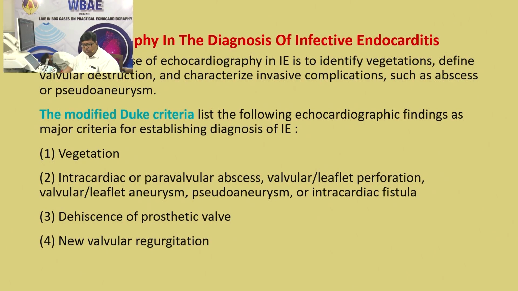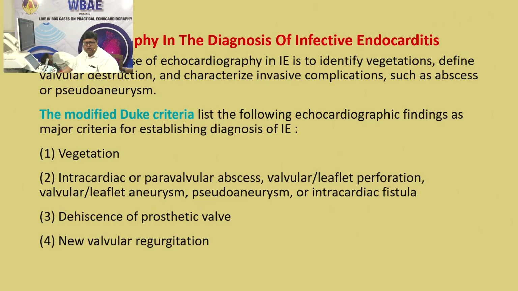There is a modified Duke criteria of 2023, which lists the following echocardiographic findings as major criteria for establishing the diagnosis of infective endocarditis: vegetation, of course, the most important; then intracardiac or paravalvular abscess; valvular or leaflet perforation; valvular or leaflet aneurysm; pseudoaneurysm; or intracardiac fistula. And in case of a prosthetic valve, one should look for any dehiscence of the prosthetic valve, or in case of valvular regurgitation, whether the regurgitation is new or aggravated.